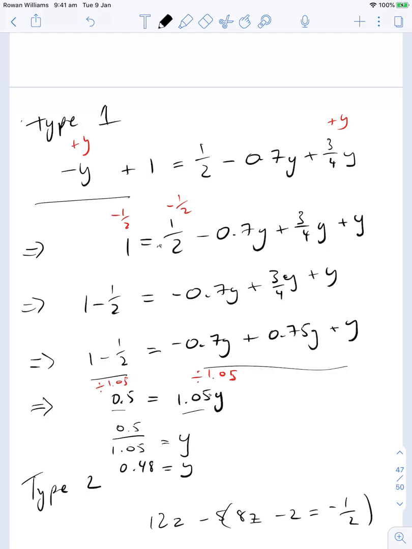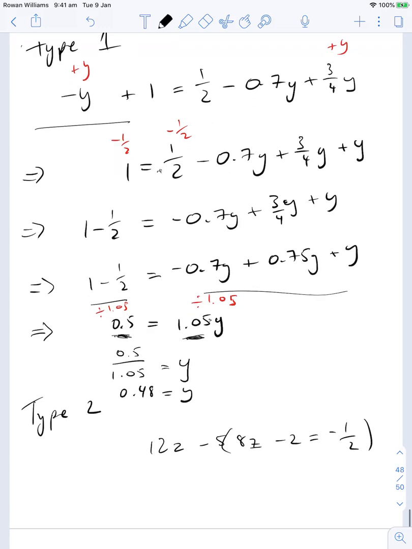So you collect the like terms, you move them around so they're all on the right side, and you get the y by itself. So you'll get it to this stage here where you're going to have some number in front of your y, then you're going to have to divide that number across to finish it off.